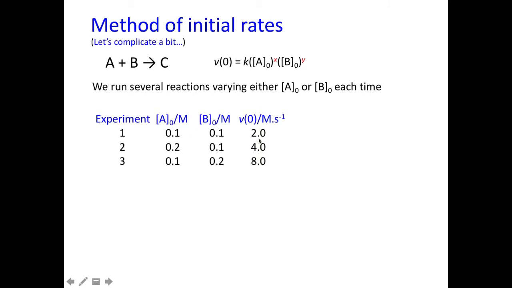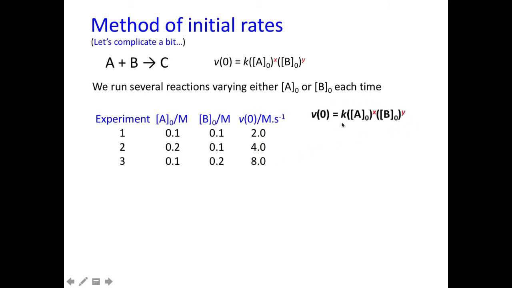as previously described. Now in the second experiment, I kept the concentration of B constant, so it's the same, but I increased the concentration of A. And now in the third experiment, I kept the initial concentration of A constant in relation to the first experiment, so it's the same, and I increased the initial concentration of B, and I measured again the initial rate.